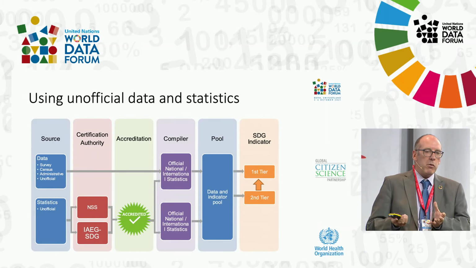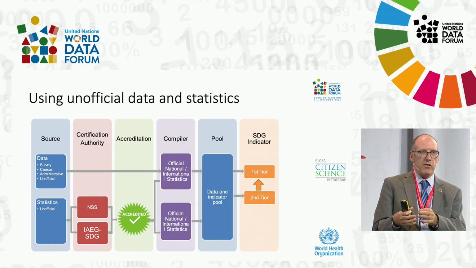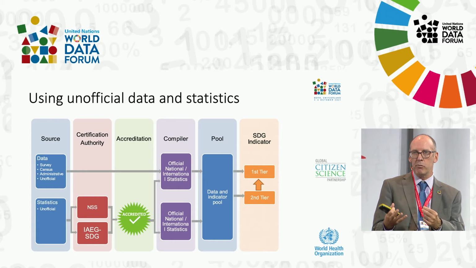So very simply, what we've proposed is a system to accredit statistics. Now, official statistics already uses unofficial data, so there's nothing new in that. What we're actually talking about now is incorporating statistics. In other words, if a citizen science group has collected data, but also aggregated and applied theory to the data and actually produced an indicator, how would we use that?